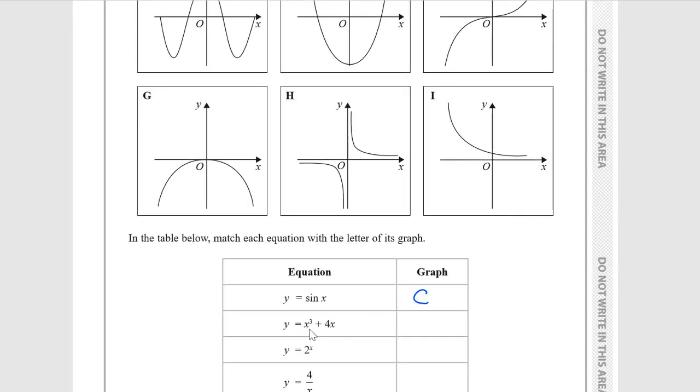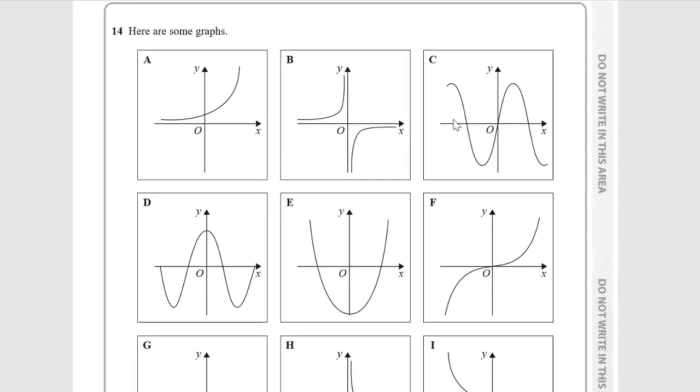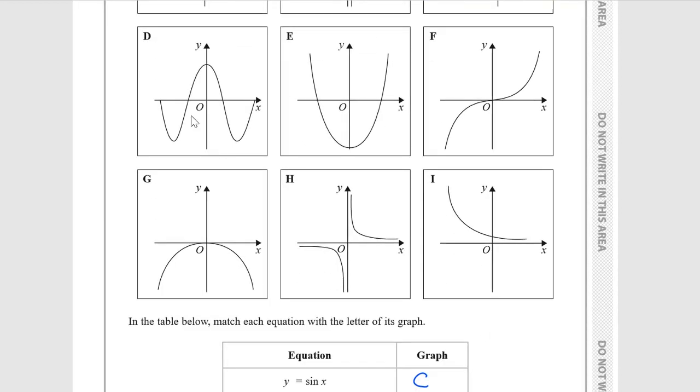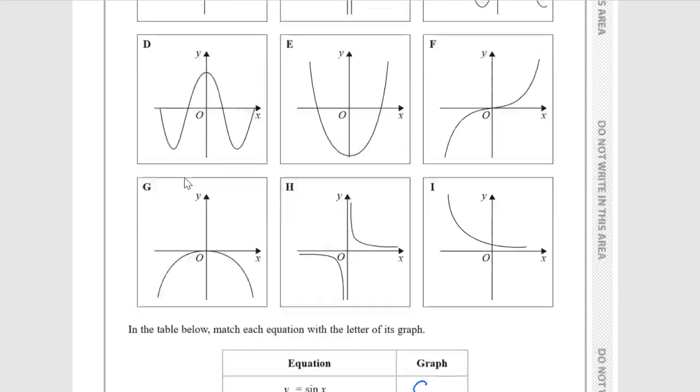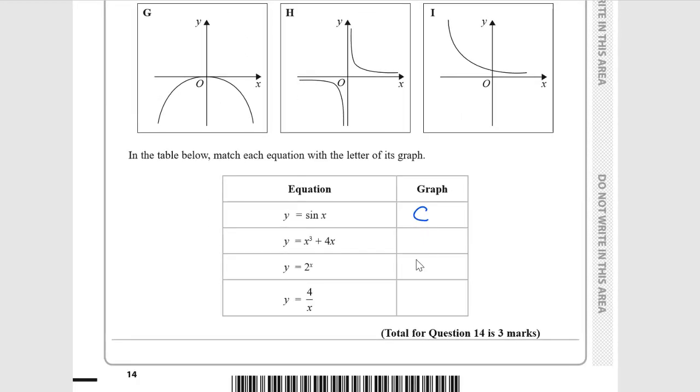So y equals x to the power of 3 plus 4x. Okay, so we've got a cubic, so it can't be this one. We've already eliminated that one. Can't be this one, because we're looking for one that has 2 points. So we'll look through. Okay, this one here looks about right. So F is about right to me.